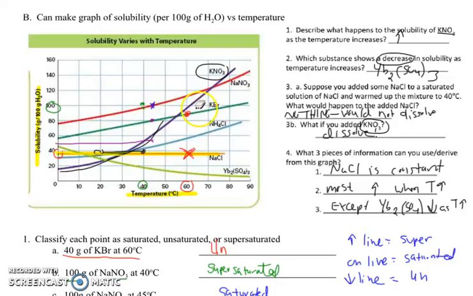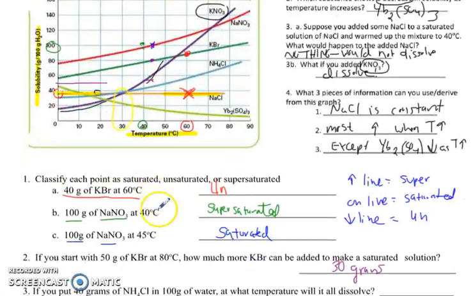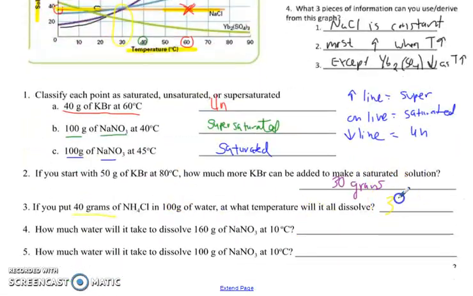I'm going to have to erase some of the lines I've drawn here so we can see more clearly. So where does ammonium chloride intersect 40? It's looking like it's going to be right here at 30 degrees Celsius. That's going to be 30 degrees Celsius.